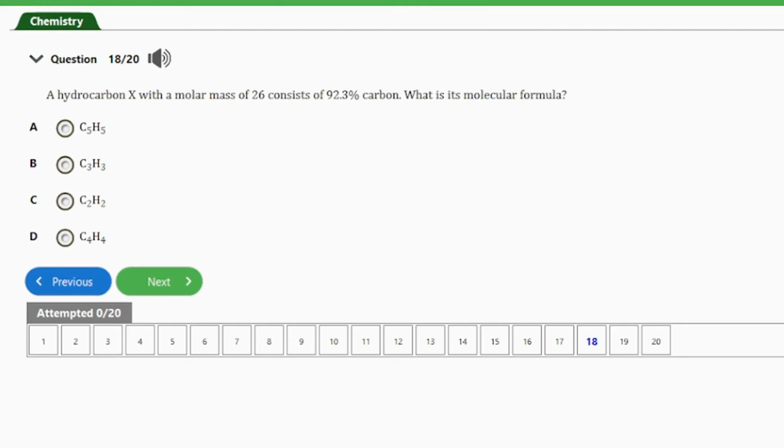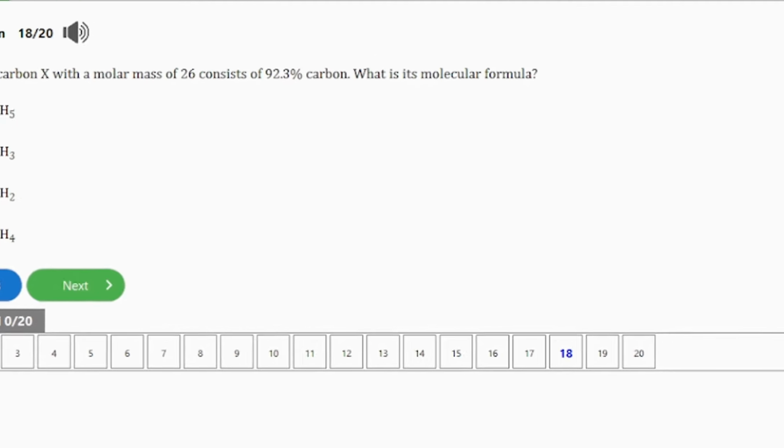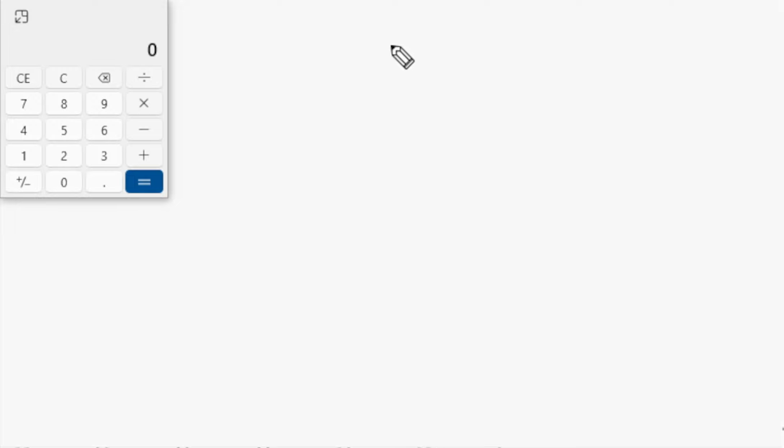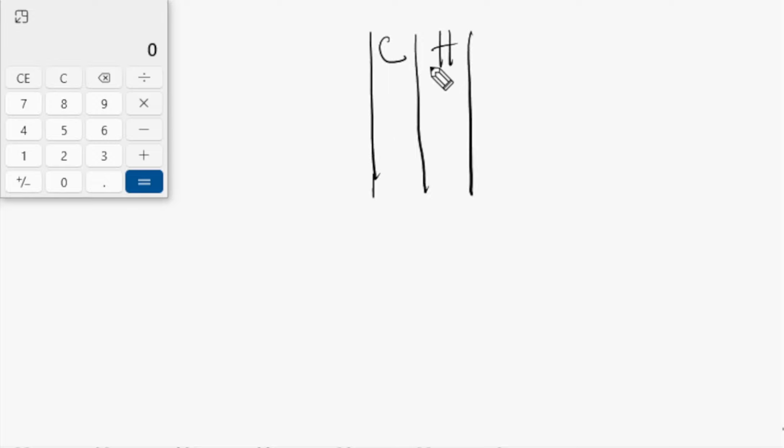Question number 18. It says a hydrocarbon X with a molecular mass of 26 contains 92.3% carbon. What is the molecular formula? So guys, a hydrocarbon, like we know, will contain only hydrogen and carbon. So let's zoom into our workspace here to solve for this. Now, once you want to find the molecular formula, we have to find the empirical formula first. So guys, since it's a hydrocarbon, it will contain carbon and hydrogen.